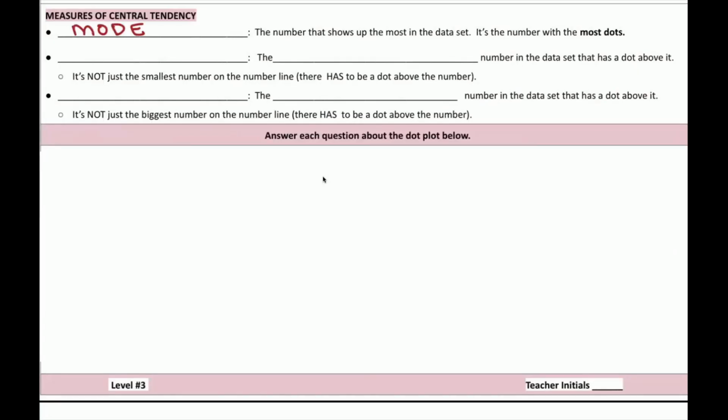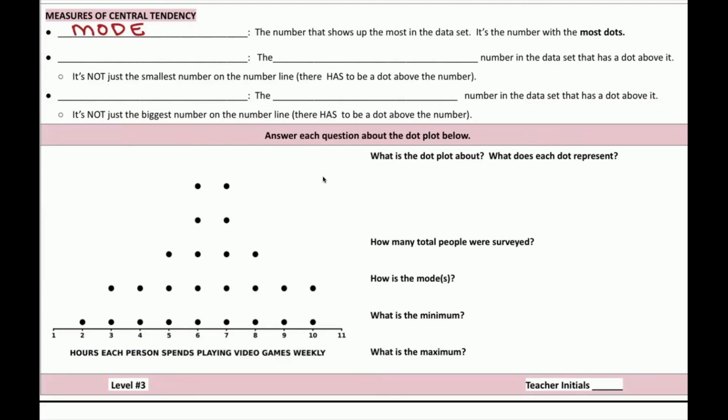All right. The mode is the number that shows up the most in the data set. So in dot plots, it's the number with the most dots. So let's look at our dot plot at the bottom of our page and see which ones have the most dots. Well, it looks like 6 and 7 are tied for our mode. So what are our modes? If they're tied, you can just write both numbers. Our modes are 6 and 7 because they have the most dots.